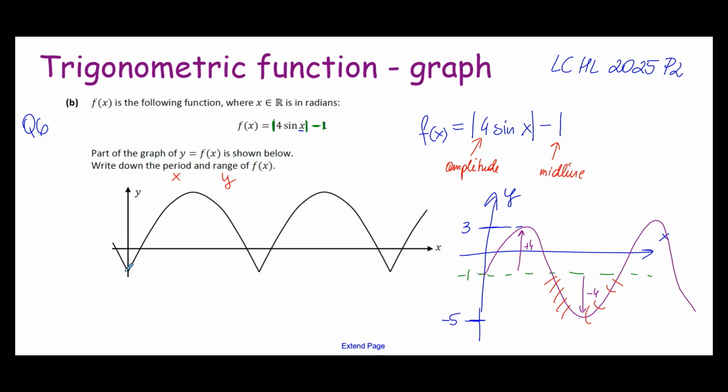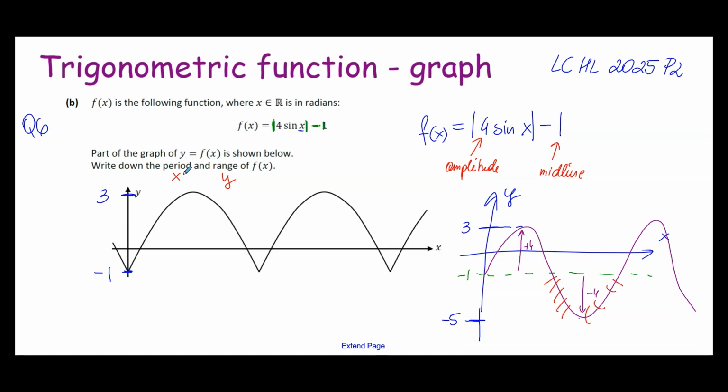So that means this value here doesn't change. That is -1. And then the value here as well will be 3, like what we've analyzed here. The only thing is we understand that it doesn't go down. So therefore the range will be from -1 to 3.